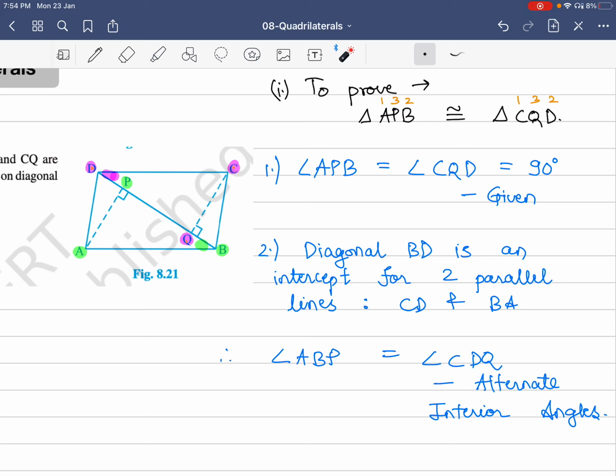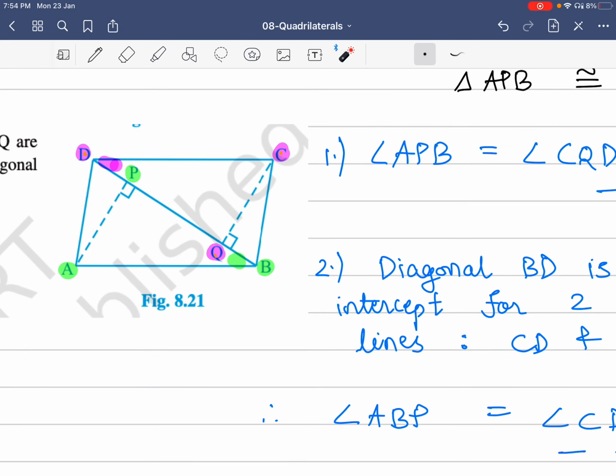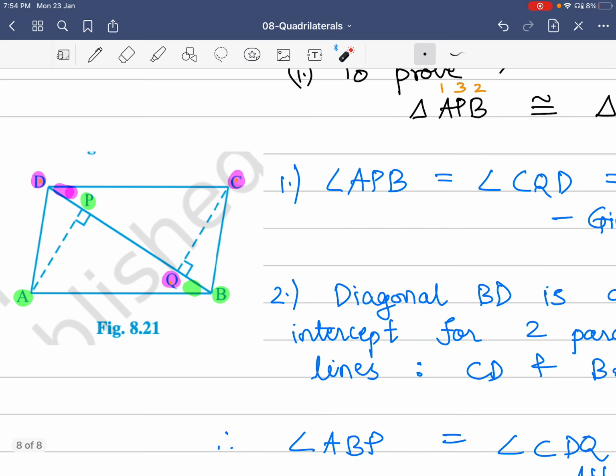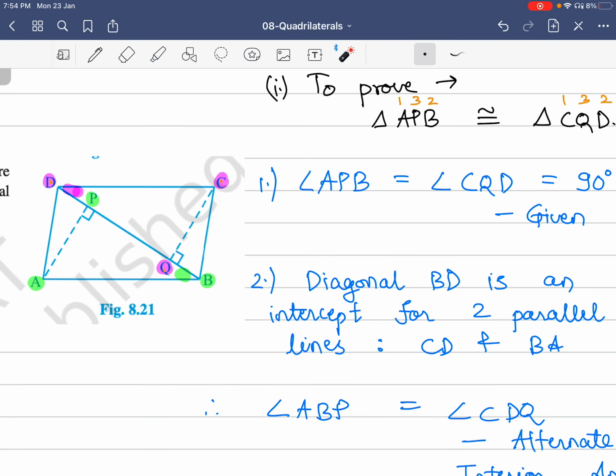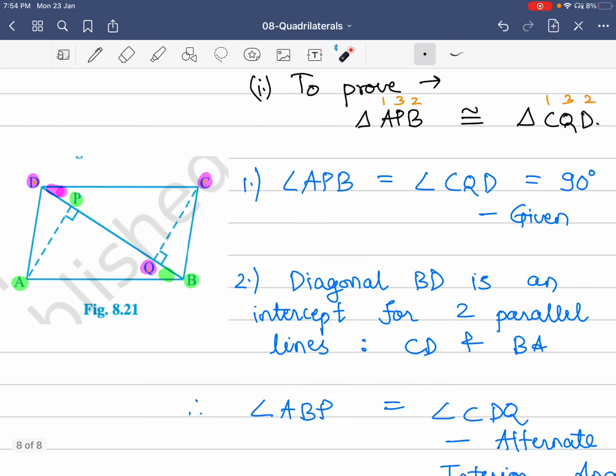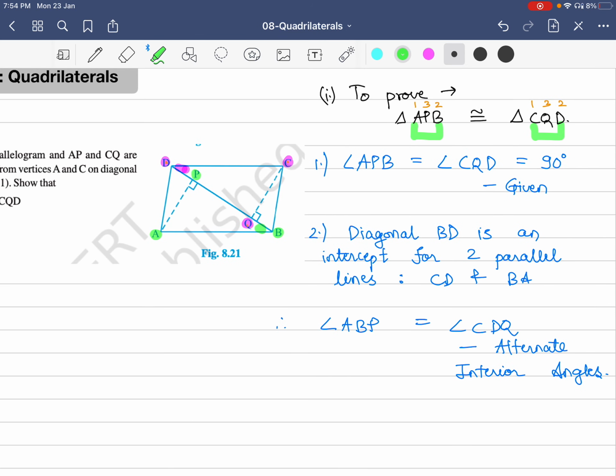Now the third thing that we might need is the side. Once we prove that one side is congruent to the other side, then by the AAS test of congruency of triangles, both the triangles will be congruent to each other. So once again, carefully, if we look into this diagram, we know that the opposite sides of a parallelogram are equal to each other. So AB is equal to CD. So once again, I'm going to use a highlighter here. Side AB is equal to side CD. Why? Because they're opposite sides of the parallelogram, and opposite sides of a parallelogram are equal to each other.